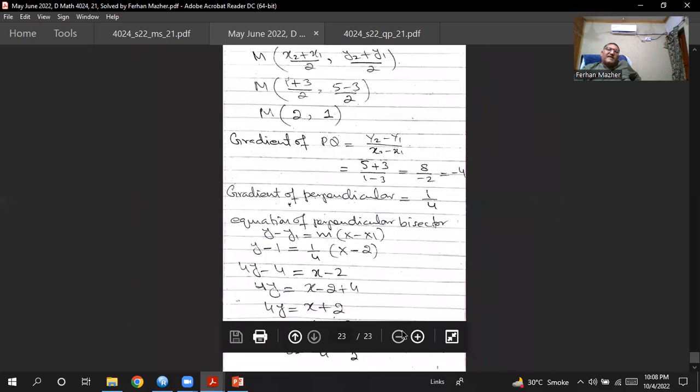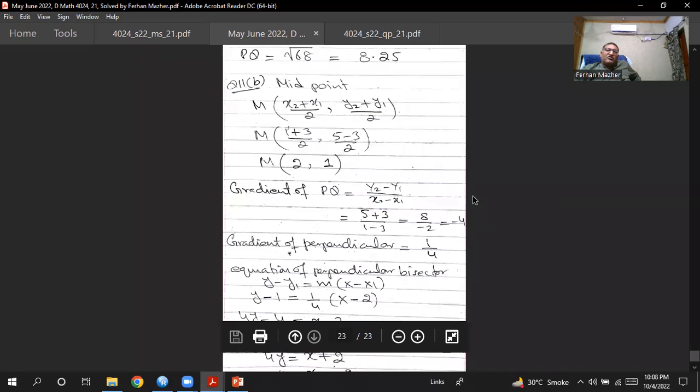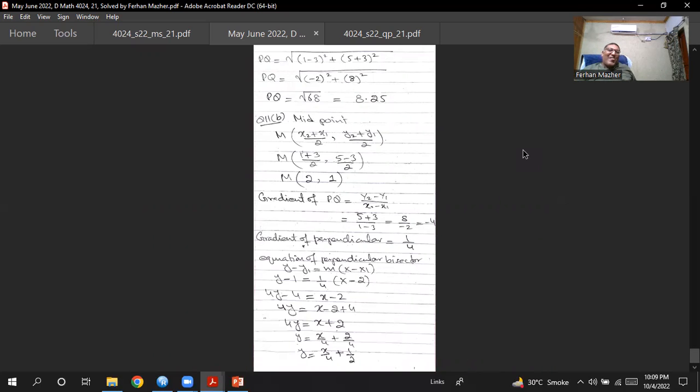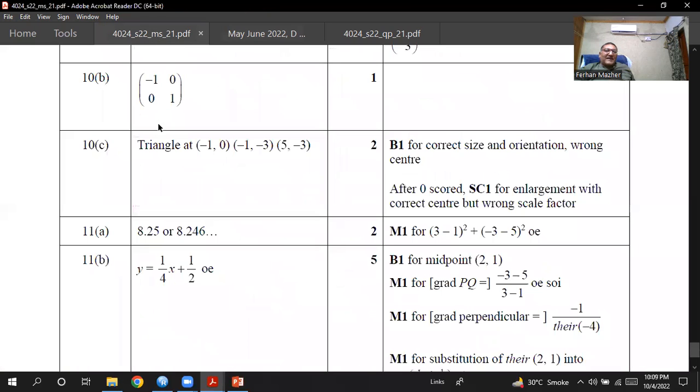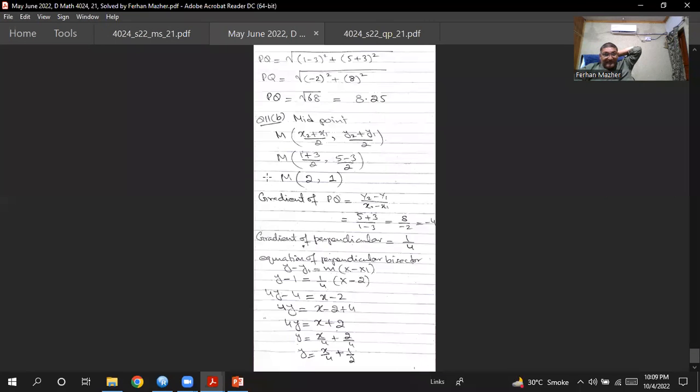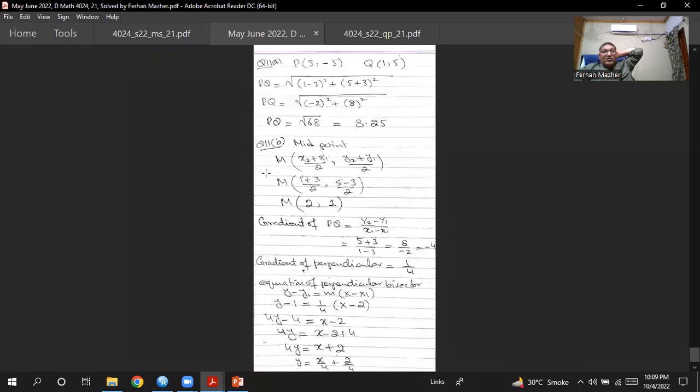So let me reduce the size so you can see almost the whole question together. Okay, so now I hope the whole thing is showing up on your screen, but the size has reduced. Hopefully you can see that. So let's confirm the answer. So our answer is right. So this is how the whole question 11 is done.